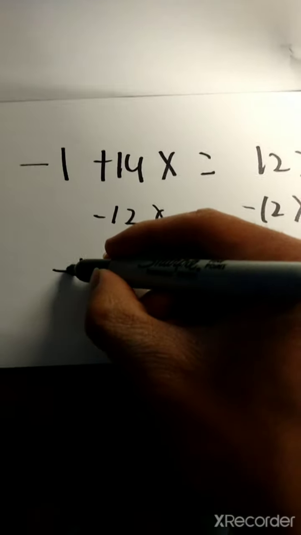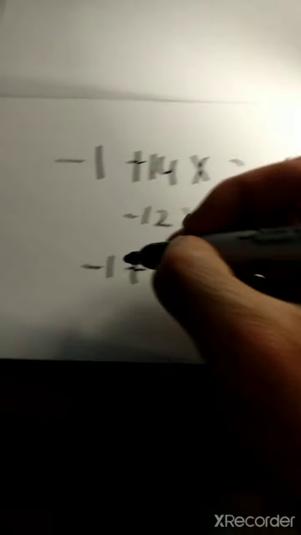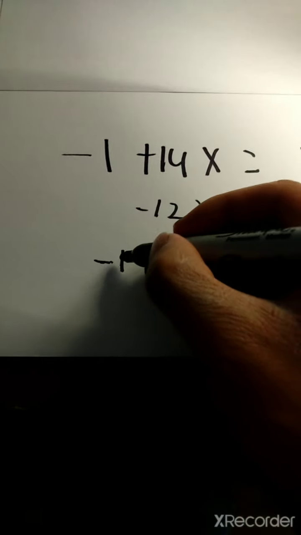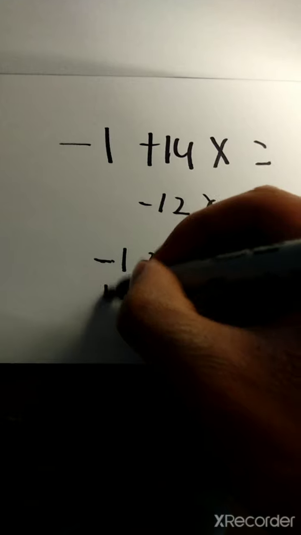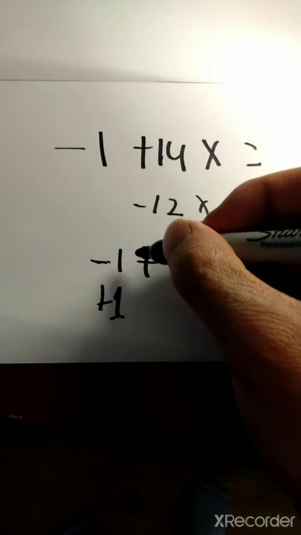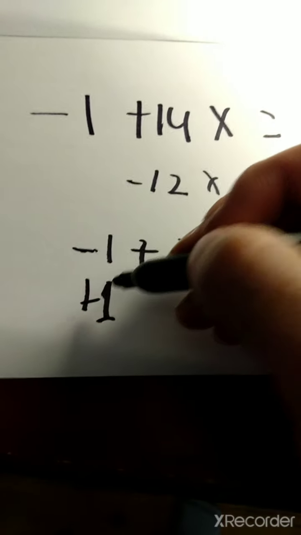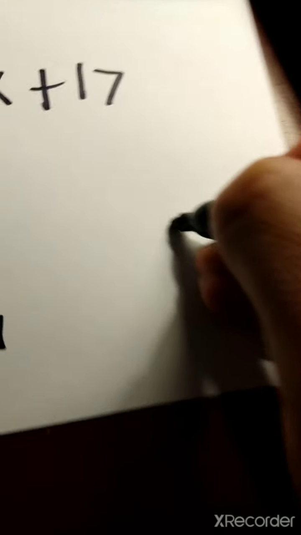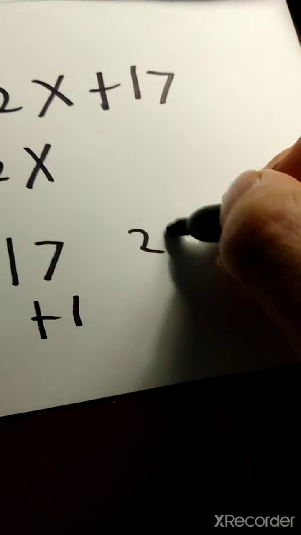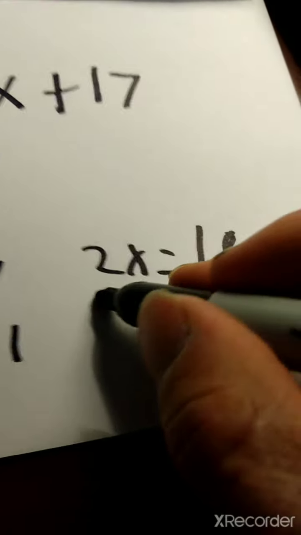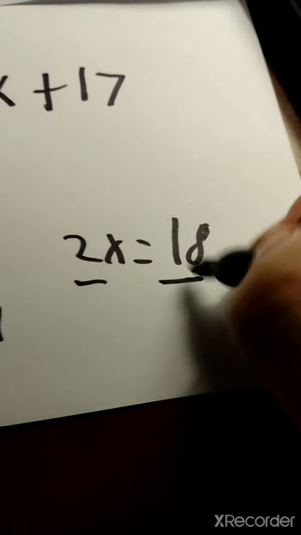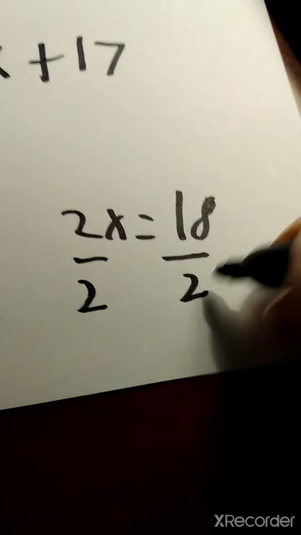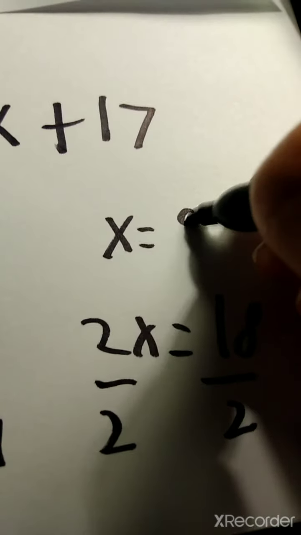Then we have to get that negative 1 to this side. So let's take that negative 1 and turn that into a positive 1. Because if it's negative, it becomes positive and vice versa. So if we add 1 here, we're going to get 18. So 2x equals 18. But we're going to divide by 2 to get x alone. So x is going to equal 9.